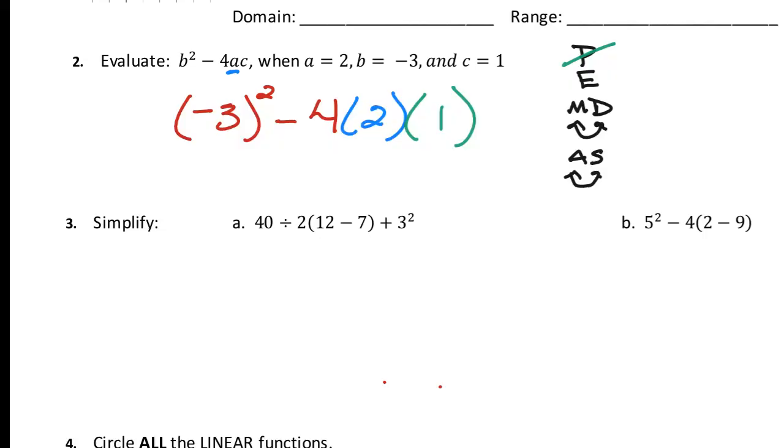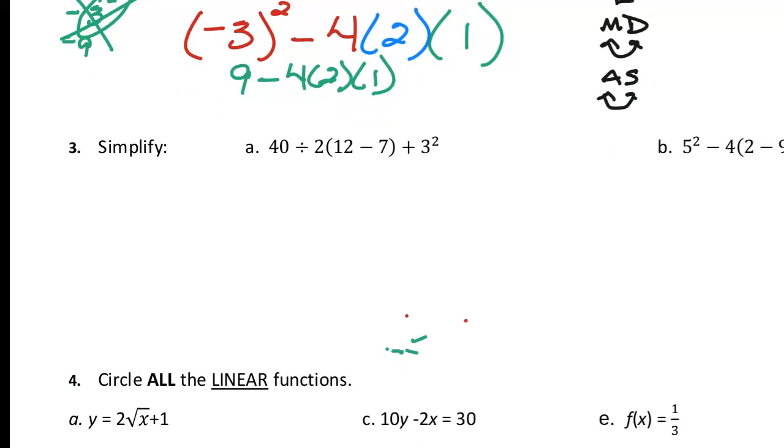It is 9, yes, because negative times negative gives you a positive, and if you do negative 3 squared, you are only squaring the 3, and your calculator is going to say it's negative 9, but that is not correct. You have to use parentheses. So you get 9 minus 4 times 2 times 1, okay?